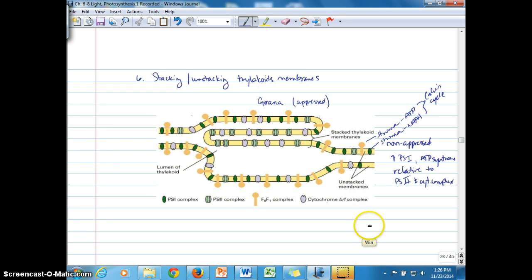So we're going to continue on in the next video clip to look at some adaptive morphology as well as sun versus shade adapted plants.